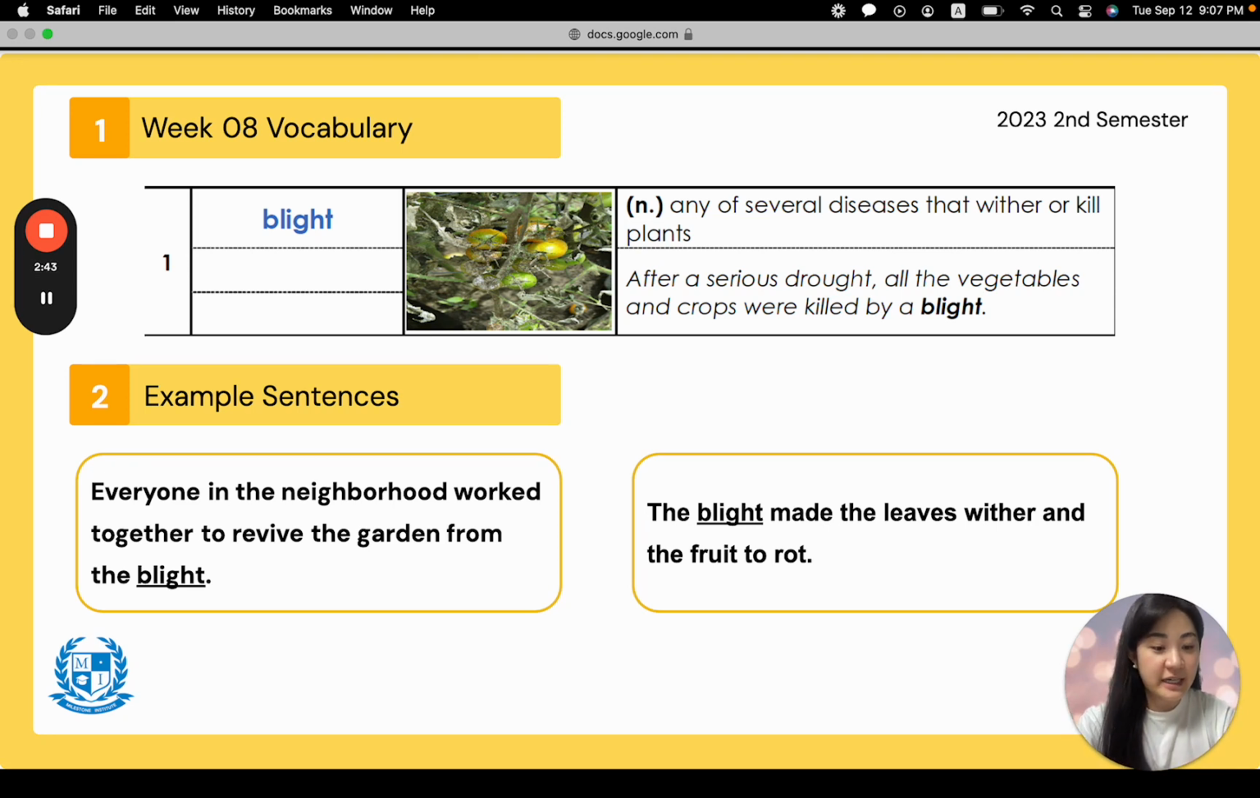So let's look at our example sentence. After a serious drought, all the vegetables and crops were killed by a blight. So a drought is when there is this weather and there's not enough rain, okay? So it's very hot, there's no water, and it's too much sun. So because of this blight that has happened after this drought, all of the vegetables and plants and crops were killed. Okay? Repeat after me. After a serious drought, all the vegetables and crops were killed by a blight.